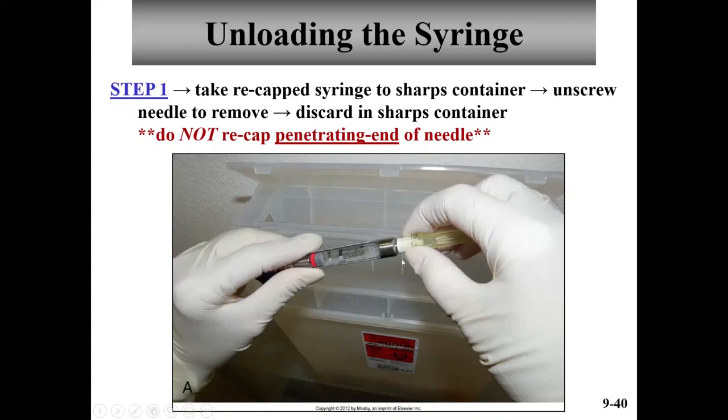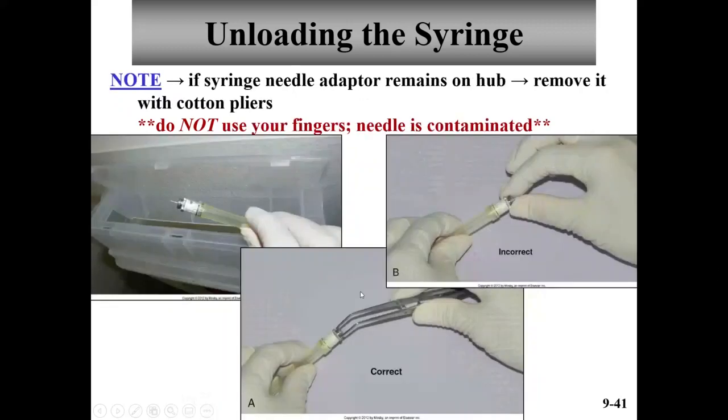Unscrew the needle. Make sure that that metal needle adapter isn't attached to it. And drop the needle into the sharps container. This is the needle adapter. You don't want to throw that away, or you just bought a syringe. Don't disengage it with your fingers, because you can have an exposure. You can stick yourself, because this carpule penetrating end is as sharp as the needle tip end, and it's contaminated once you've injected someone. So use hemostats or cotton pliers to get this metal piece off if it is attached.